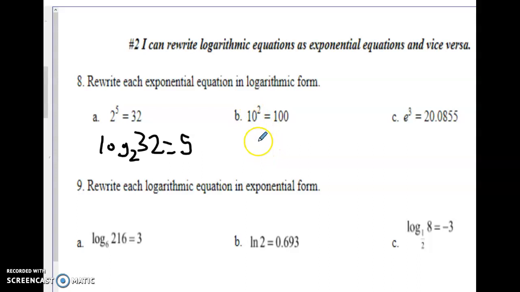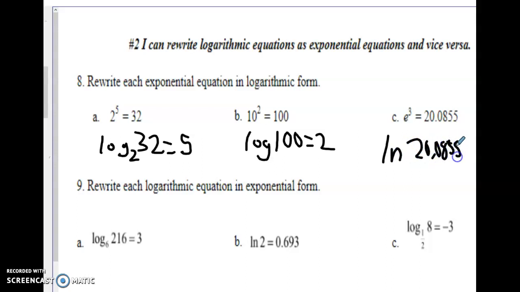Okay, same thing here. The base is 10. So I'm going to write log base 10. Because the common log is log base 10, I don't even need to write a little base 10 right here. You can if you want to, but you don't have to. So you have log of 100 equals 2. Last one, base e. So I'm going to write log base e, which is ln, of 20.0855 equals 3. Sorry for the sloppy handwriting.